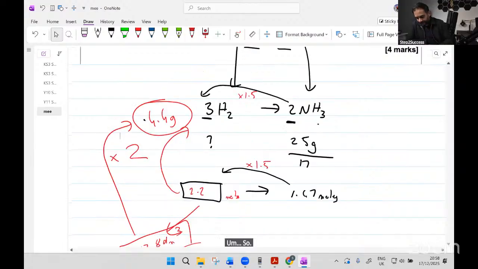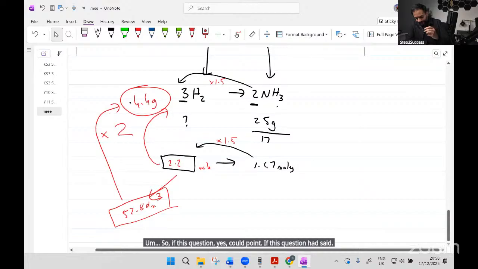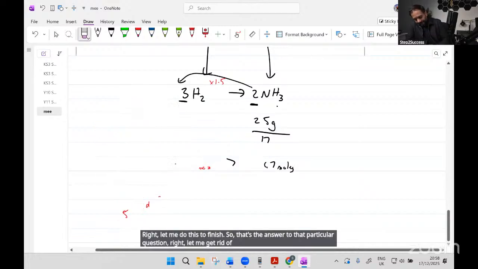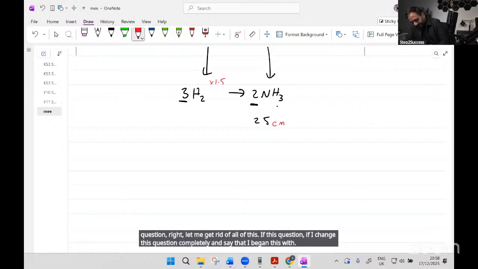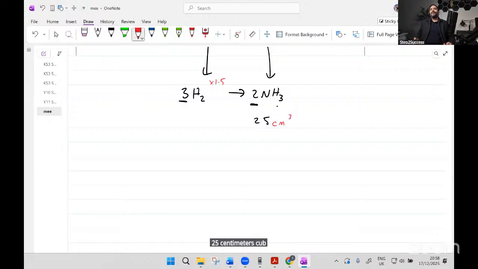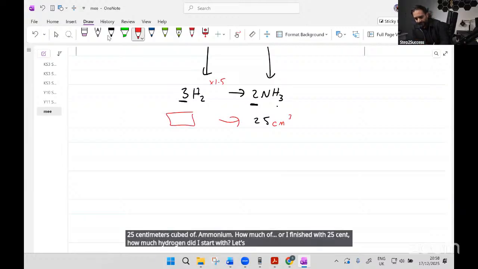So if this question, yes, good point. If this question had said, right, let me do this to finish. So that's the answer to that particular question. Right, let me get rid of all of this. If I change this question completely and say that I finished with 25 centimeters cubed of ammonia, how much hydrogen did I start with? Let's say that was the question.